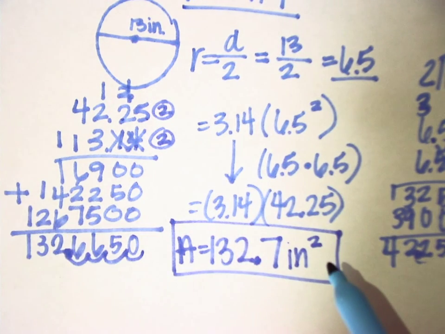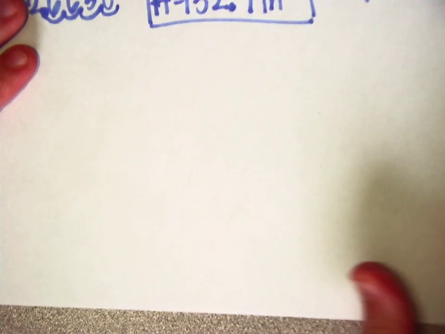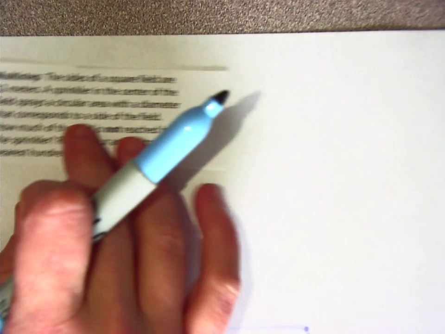Okay? Now this was just a normal area of a circle problem where we just use a formula, we plug in the numbers, and we solve. Now let's look at one that's a little bit different. This one's going to be kind of like example 3 that we did in your notes. Okay? Let's look at this example here.